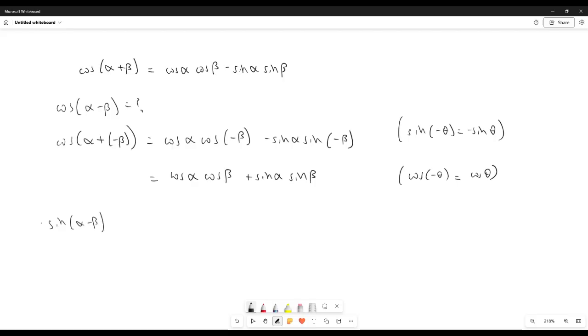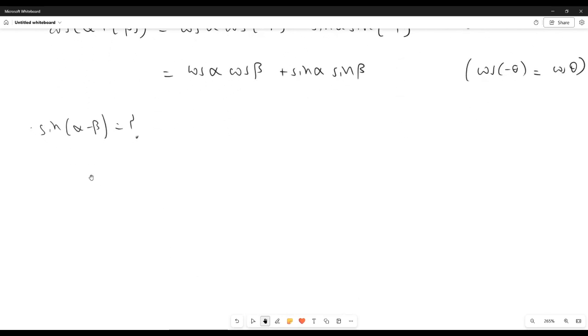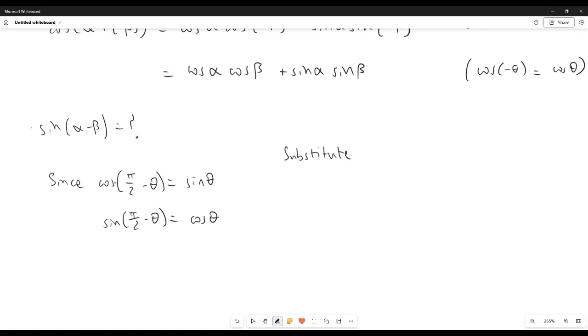Now, how do we find the formula for sine of alpha minus beta? Try doing this on your own by pausing the video. Here's how. Using the cofunction identities that we derived, we can say that cosine of pi by 2 minus theta is sine theta, and sine of pi by 2 minus theta is cosine theta. We can then substitute pi by 2 minus alpha into our original equation, yielding the following expression.